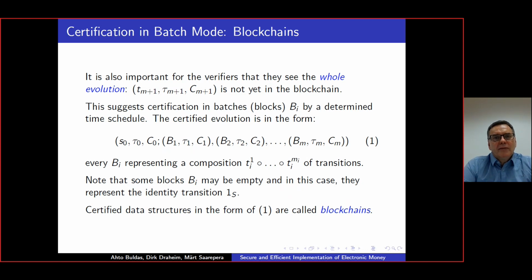It's also important for the verifiers to see that what they observe and verify is the whole evolution. So this means that the next potential certified record has not yet been created or has not yet been added to the blockchain. And this suggests that certification should be done in batches or blocks, Bi, by a determined time schedule. So by looking at current time, we know how many blocks there should be.